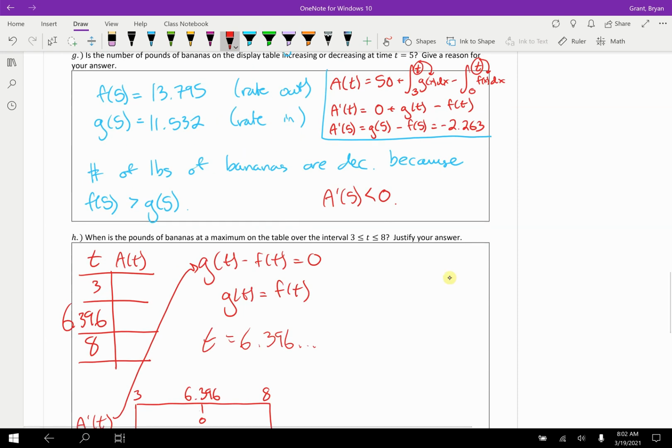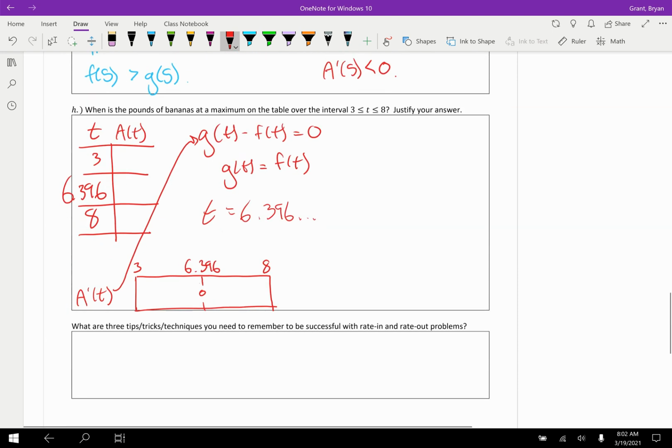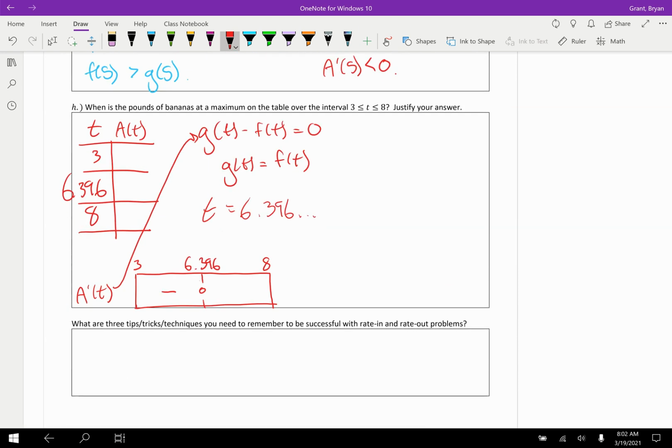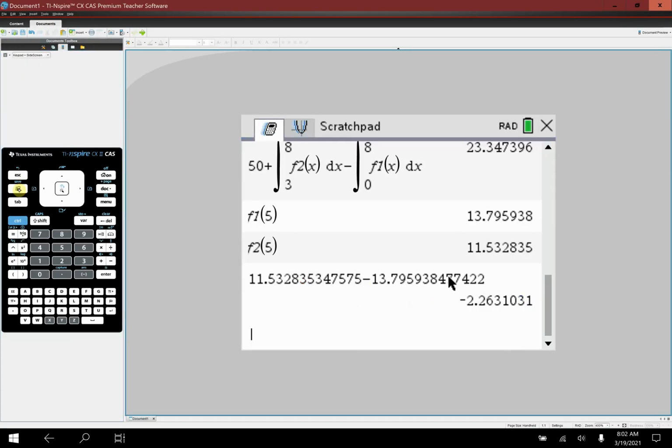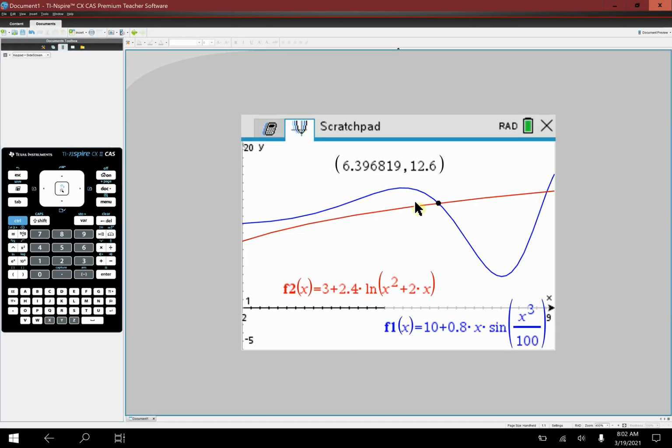We already tried something between 3 and 6. That was negative over here. We tried 5. Between 6 and 8, though, you could either do it on your calculator on this screen, or you can get the answer just by looking over here, right? We're doing F2 minus F1. We're doing G minus F. So G is below, and we subtracted a bigger function. So smaller minus bigger got us a negative answer. That was like A prime of 5.